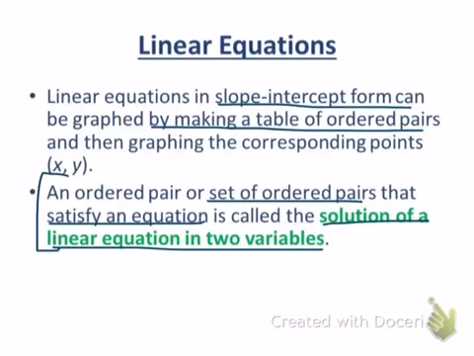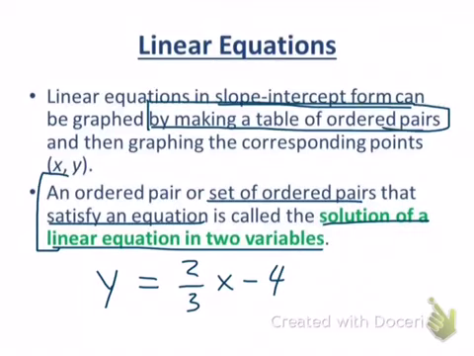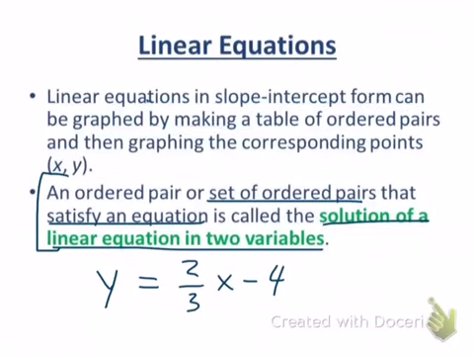That's an important concept. If you have an equation that has two variables, like something like y equals 2/3 x minus 4. That's an equation that has two variables. It takes an ordered pair to satisfy it, right? You have to have an x and a y to get a true statement. And we've found those solutions by making a table of ordered pairs. Okay, so what we're going to be doing today is a little bit different from that.